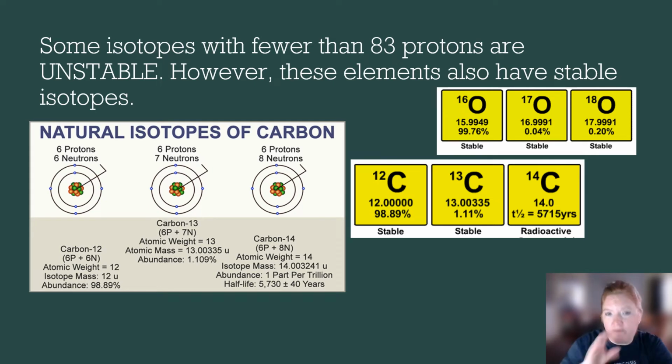Some isotopes with fewer than 83 protons are unstable. I showed you 2 where all of their isotopes are unstable, but other elements can have unstable versions. Like look, carbon-12, stable, carbon-13, stable, carbon-14, radioactive. All 3 of these oxygen isotopes are stable, okay? So different elements can have unstable versions that will decay, but if the atomic number is greater than 83, all of the versions are unstable.